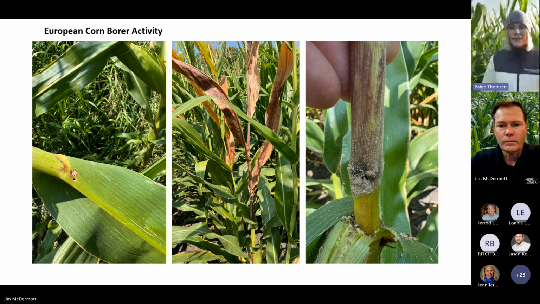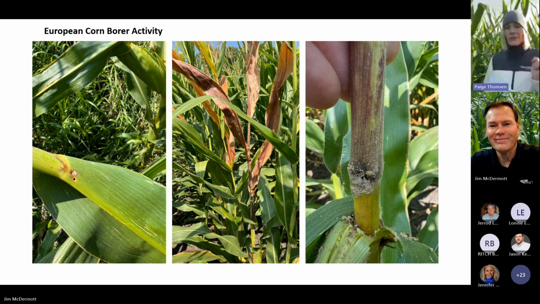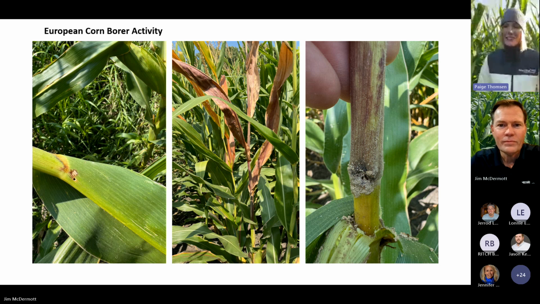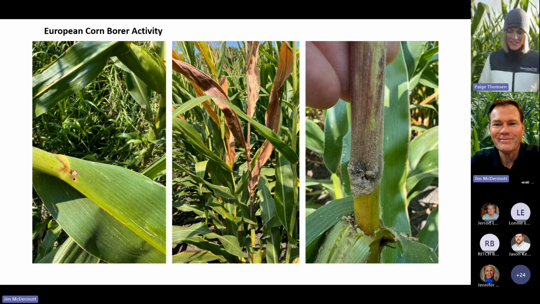And I tell you what, Jim, gonna age myself here. It's been a long time since I've seen European corn borer. Back in '98, when I was doing some crop scouting in high school, I did find a lot of it back then, but it's been a while.